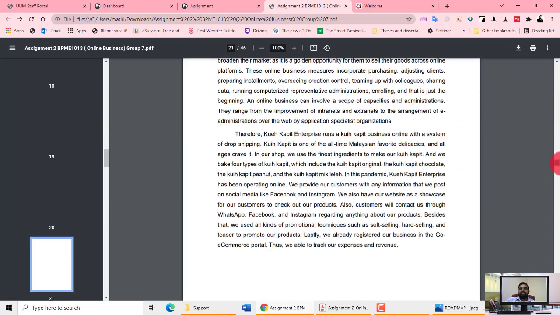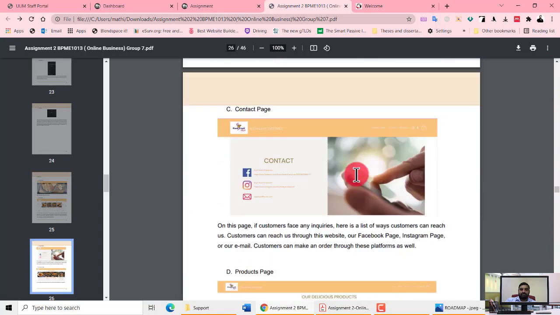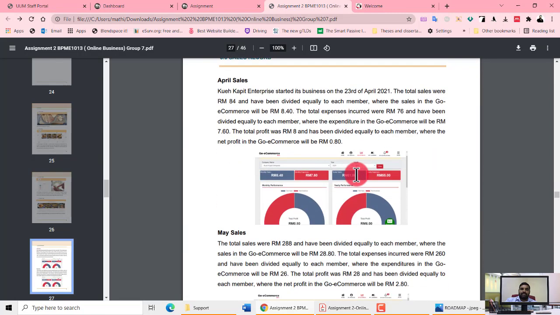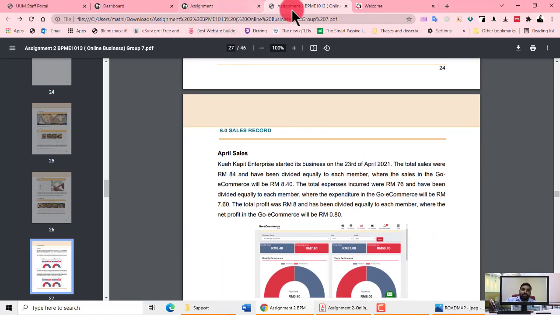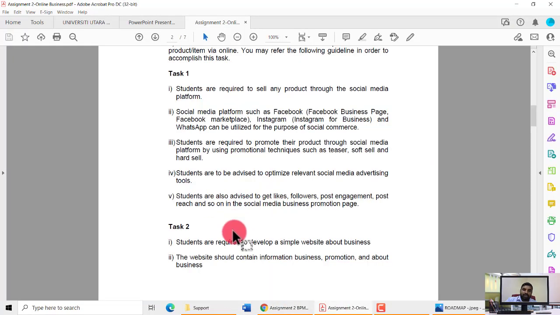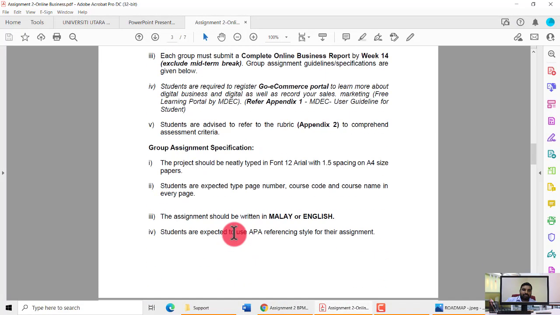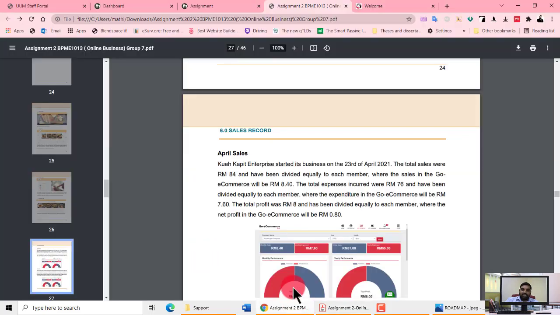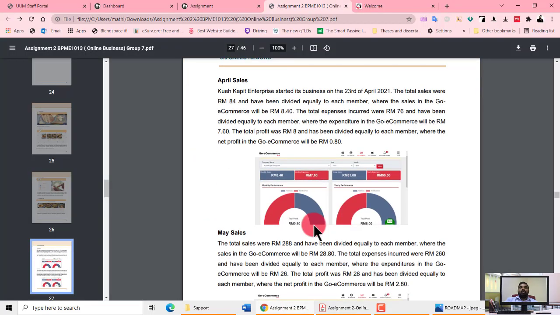They include every page, contact page, product page. And finally, you have to include this one, as I mentioned. Students are required to register on the e-commerce portal. Just now I showed you, you have to go to the e-commerce portal. If you want to know, you can watch my YouTube as well. Once you register, you will get a portal. Then you have to record your sales.